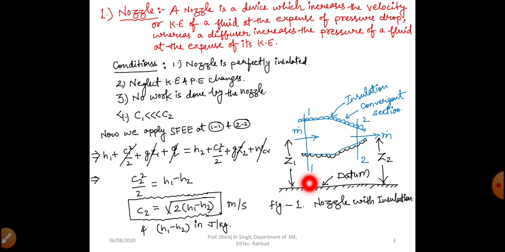So here is the diagram of nozzle with insulation. This is the datum line from central line. This height is Z1 and this height is Z2. That means potential energy will be same at both the cross sections, right. So this is the case for nozzle. So this expression is very important, that is C2 is equal to under root 2 into (H1 minus H2). This is a very important expression from the point of view of solving numericals, because this equation will be used in many numericals.